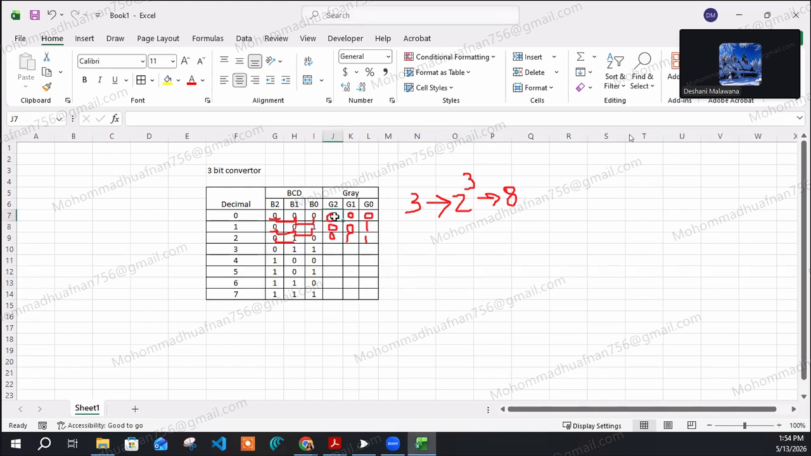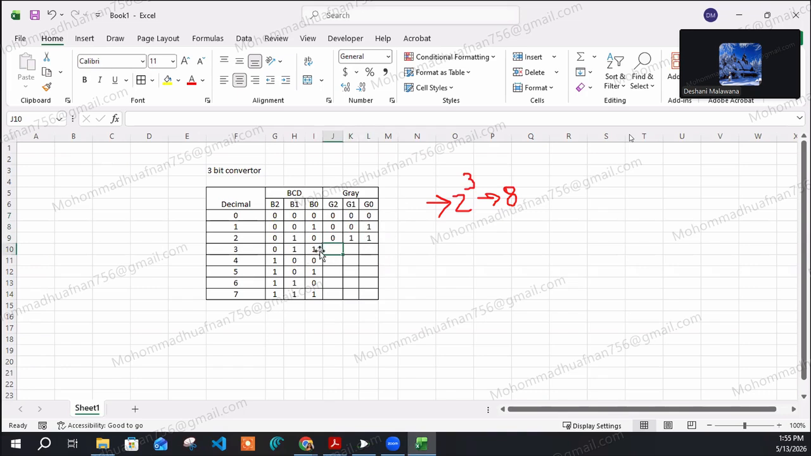So likewise, 0, 1. Then after 0, 1, 1. Then after, tell me these things now. Okay.